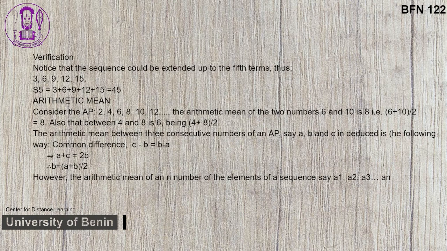The arithmetic mean between three consecutive numbers of an AP, say A, B and C, is deduced in the following way: common difference, C minus B equals B minus A, so A plus C equals 2B, so B equals (A plus C)/2. However, the arithmetic mean of n elements of a sequence, say A1, A2, A3, up to An.